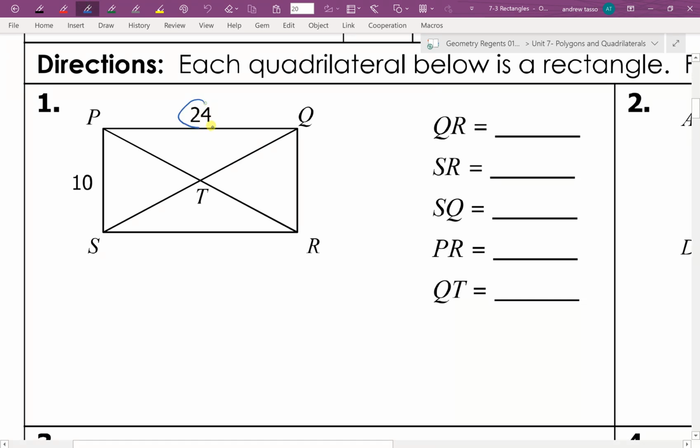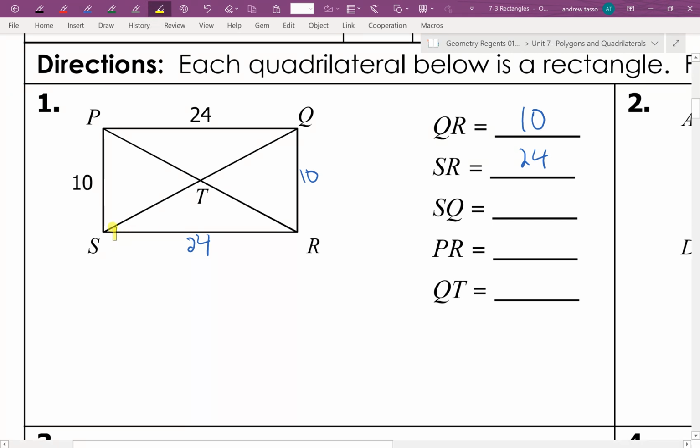Right, so the first thing I would realize is that since opposite sides are congruent, I can conclude this is 24 and this is 10. So this is the same thing as it would have been for a parallelogram. So let's write in QR as 10. Let's write in SR as 24. Now they're asking for the value of SQ.